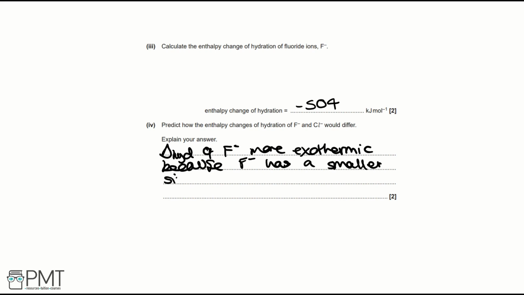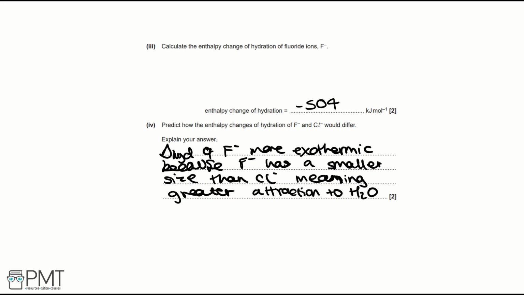than Cl- ions. And this means that if it's got a smaller atomic radius or a smaller ion size, then it's going to have a greater attraction to water, and that will also impact its more exothermic value, hence making it correct.